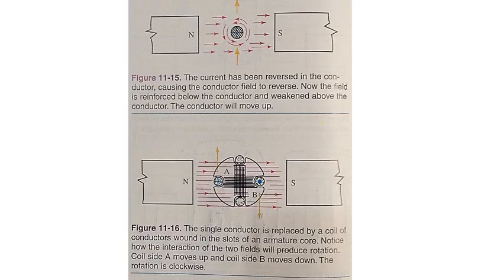11-15, the current has been reversed in the conductor, causing the conductor field to reverse. Now the field is reinforced below the conductor and weakened above, so the conductor will move up. 11-16 at the bottom of your screen, the single conductor is replaced by a coil of conductors wound in the slots of an armature core. Notice how the interaction of the two fields will produce rotation. Coil side A moves up and coil side B moves down. The rotation is clockwise.